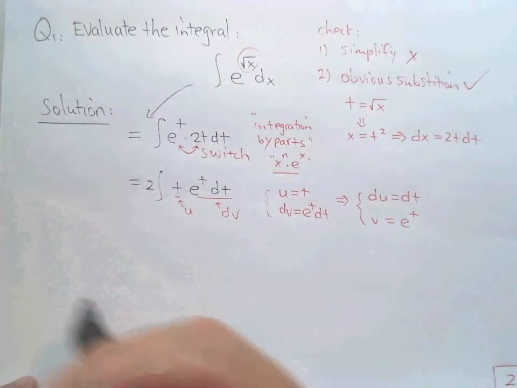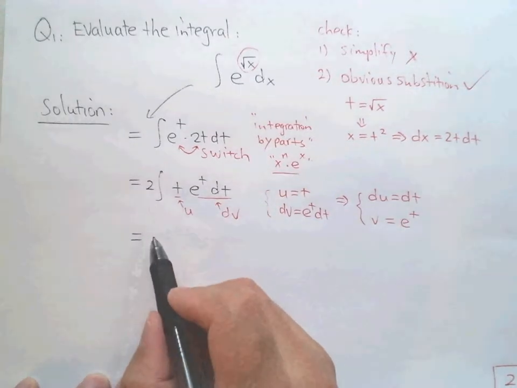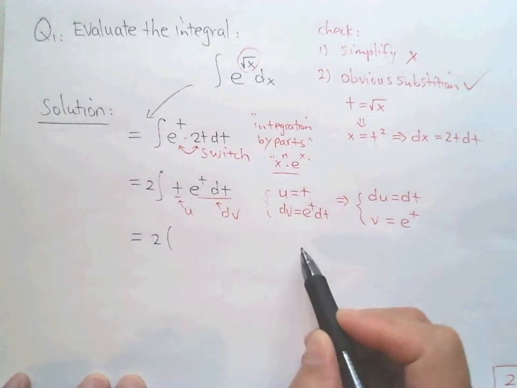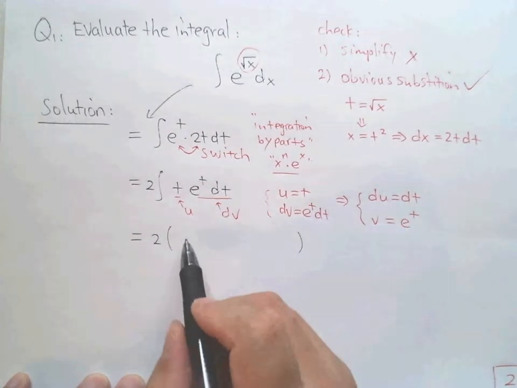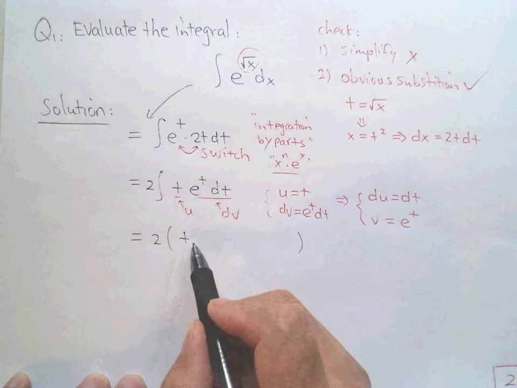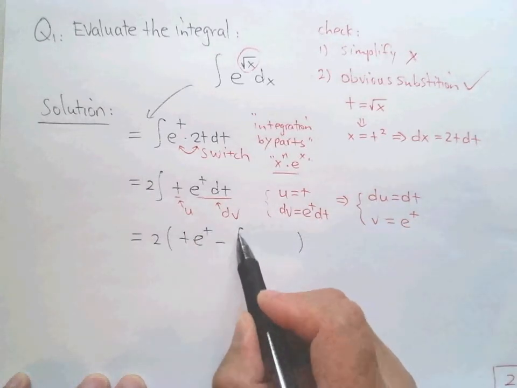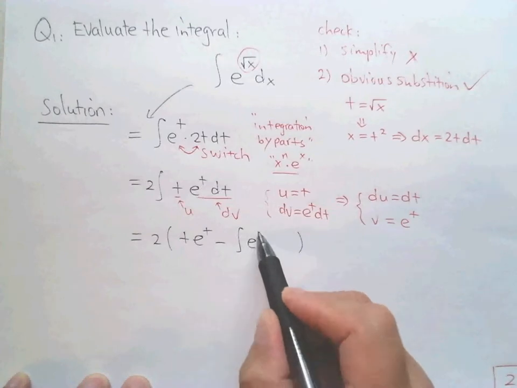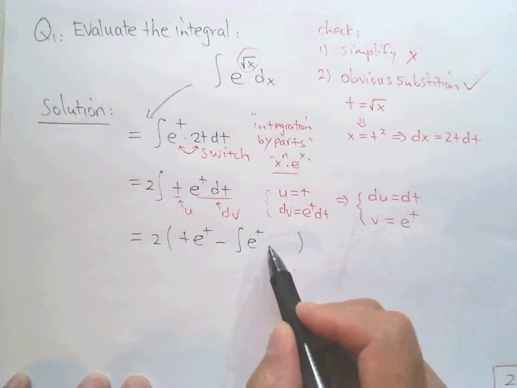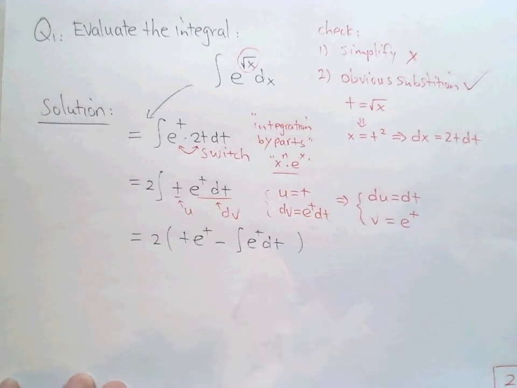So now what do I have? Integration by parts, you remember? So 2 is there. I put the big parenthesis. Here is u times v, right? Where's u? t. Where's v? e^t. And then minus the integration of v, e^t, du, which is dt, right? Okay, so this is the integration by parts.